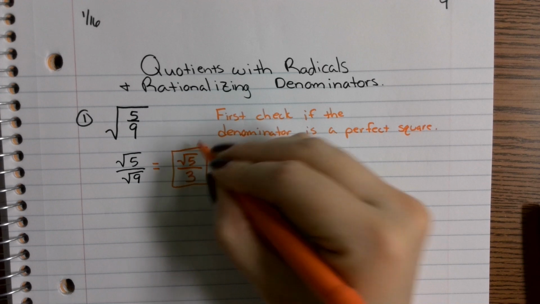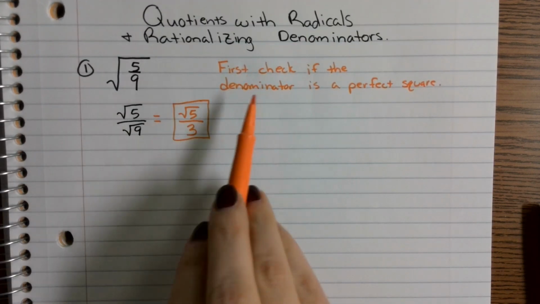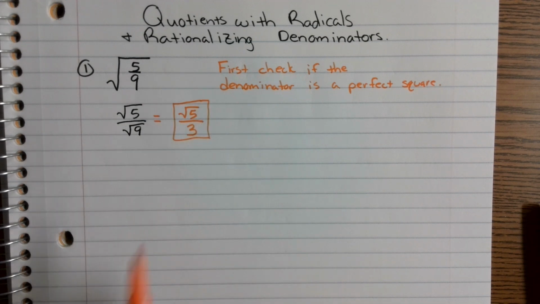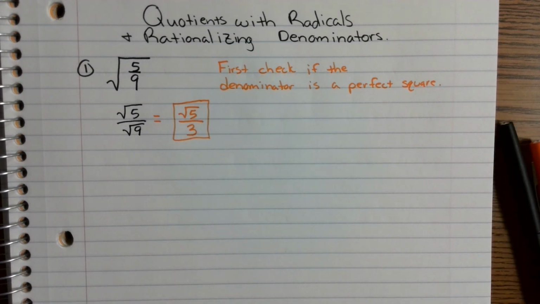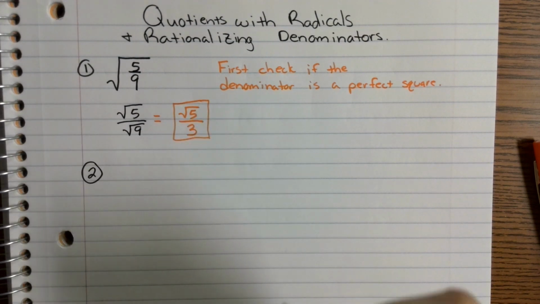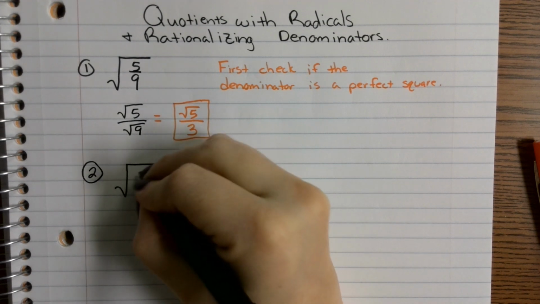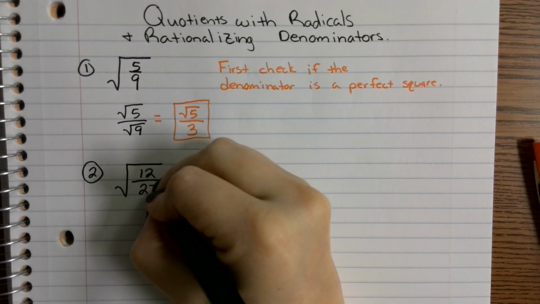You always check to see if the denominator is a perfect square. Now, the question you should be asking me right now is, what if it's not a perfect square? Let's go ahead and take a look at a problem that is not a perfect square. So like square root of 12 over 27.